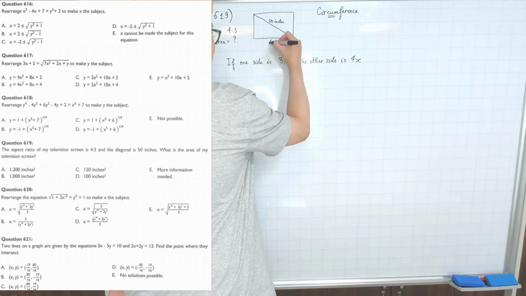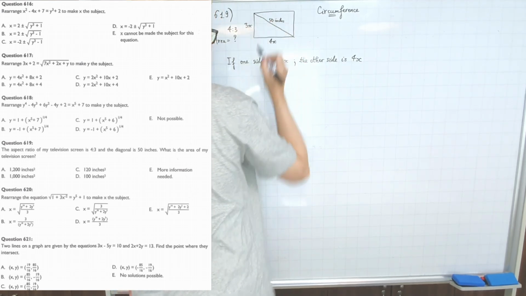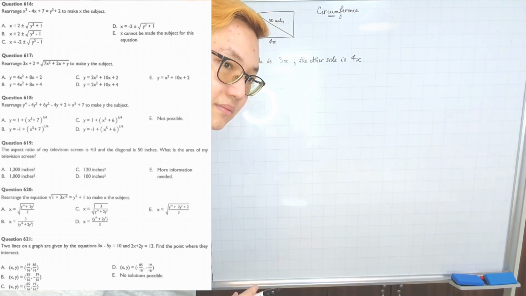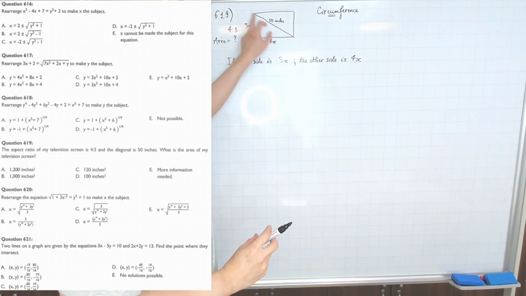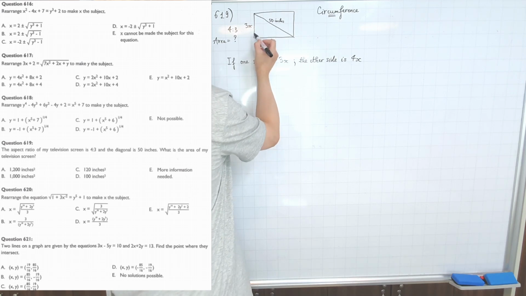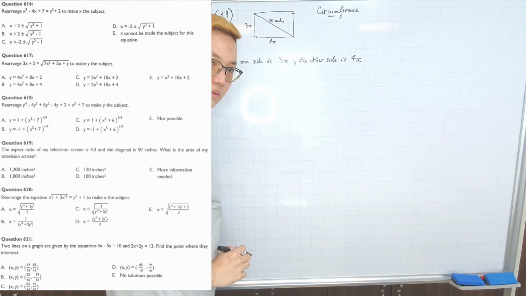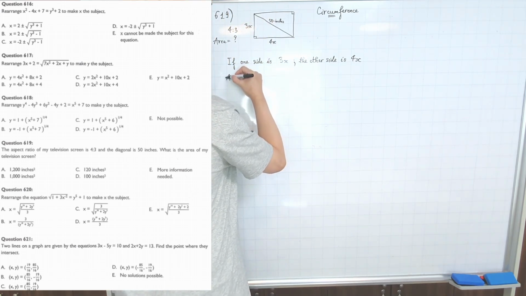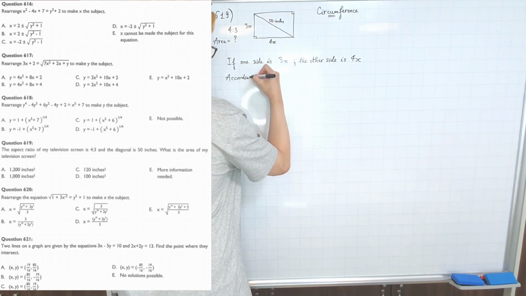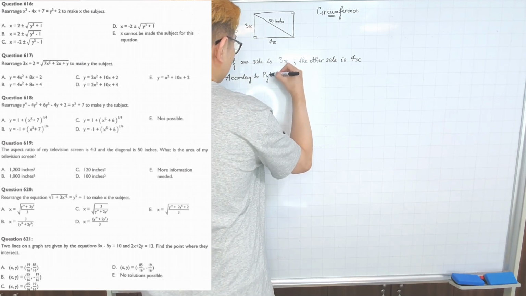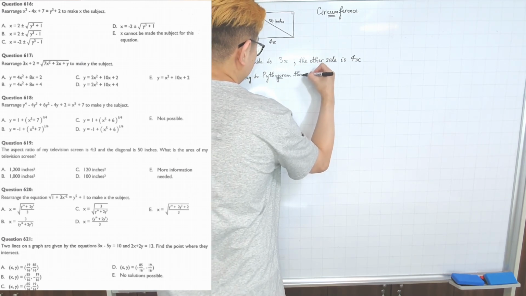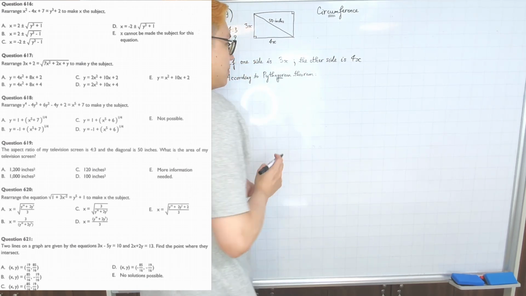So let's just say this is 4x, okay? This is 3x. So how can you solve it? It's actually quite easy. Remember this one is like a square corner. So this one you can use the Pythagorean theorem, you know. According to the Pythagorean theorem.